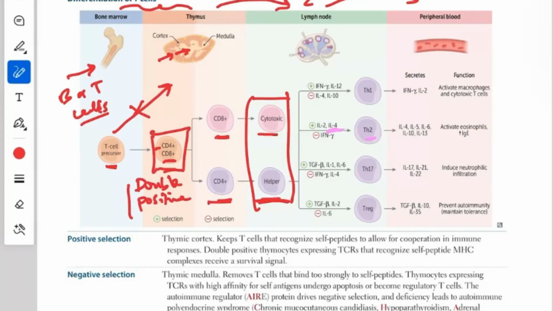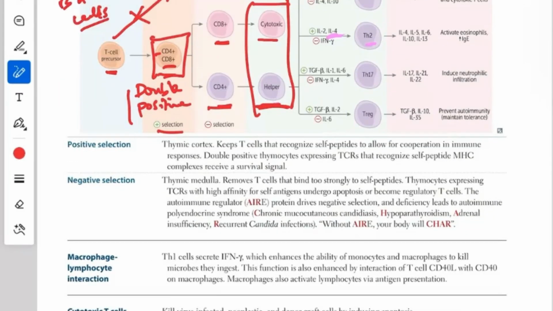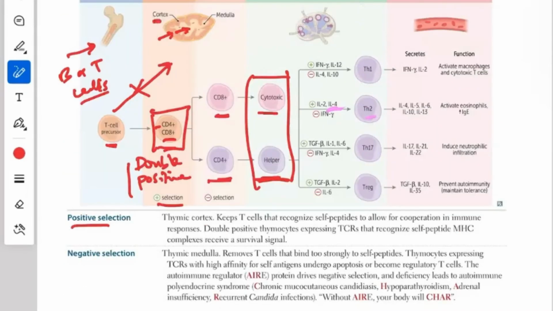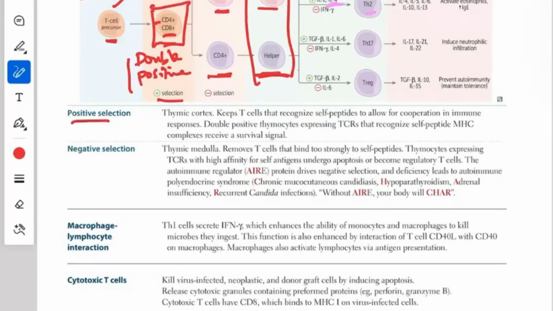Now, there's a process that happens here called positive selection, which we're going to look at now. So we're here in the cortex right now. What happens in the cortex? There's a process called positive selection, and this is going on in the cortex.